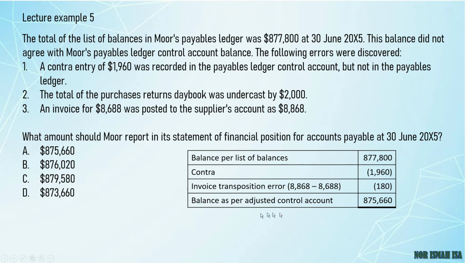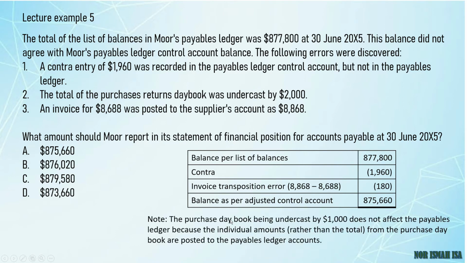180. At the end, you will get the balance as per adjusted control account, which is 875,600, which is A. The answer is A.